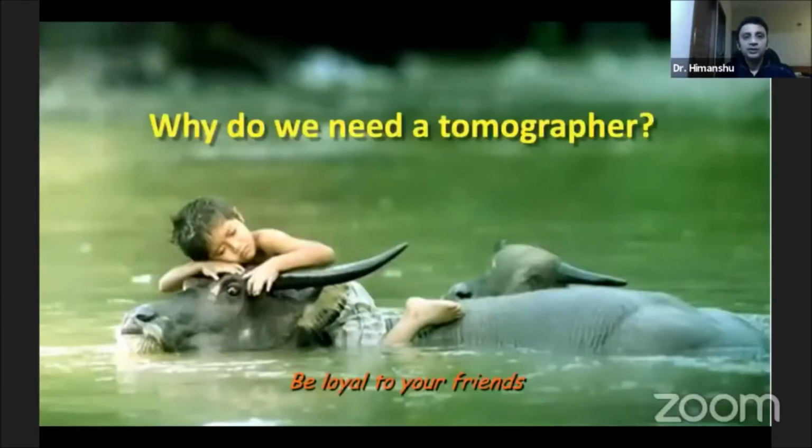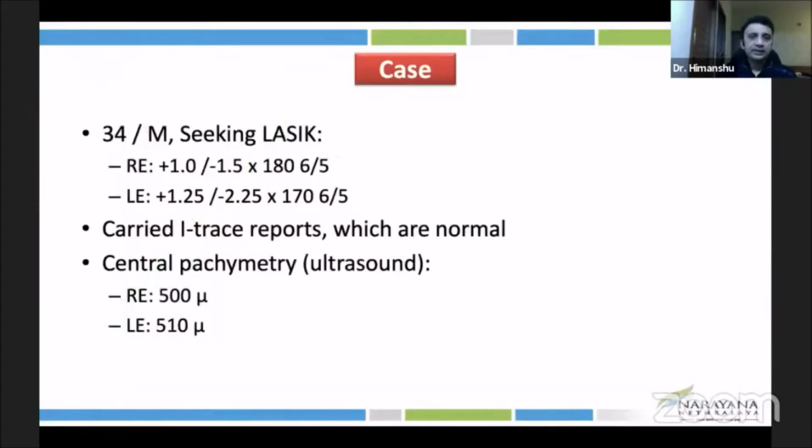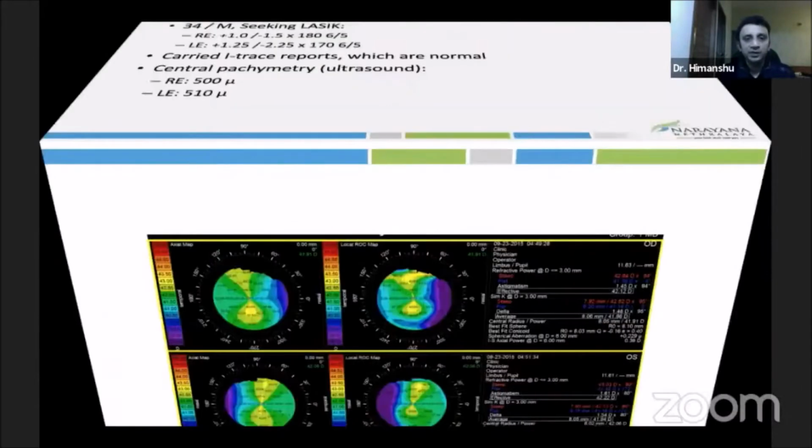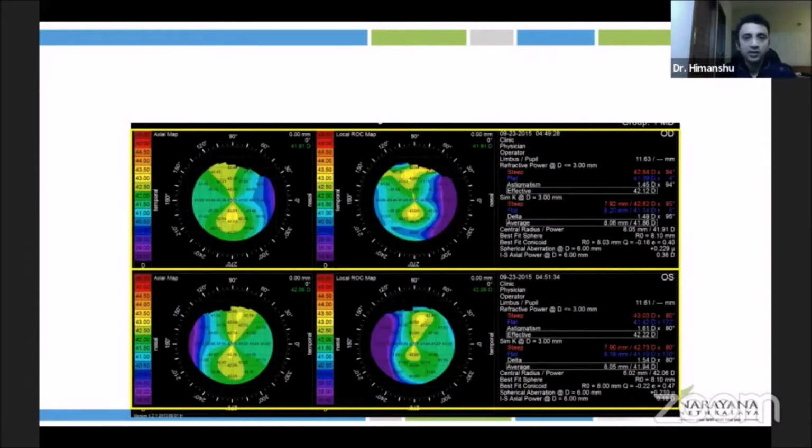The second question is, why do we need a tomographer or elevation-based topographer? Let's see another case. Another gentleman, this time with mixed astigmatism, has turned up with a Placido-based topographer report, which essentially says it is normal, and the previous clinician had taken a central ultrasound pachymetry value, which showed 500 micron in the right eye and 510 micron in the left eye. If you look at both of these things, they would look normal, and essentially you can think of going ahead with refractive surgery.